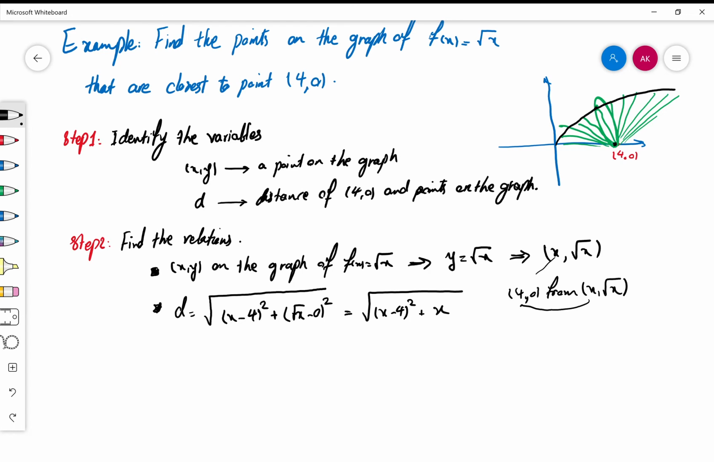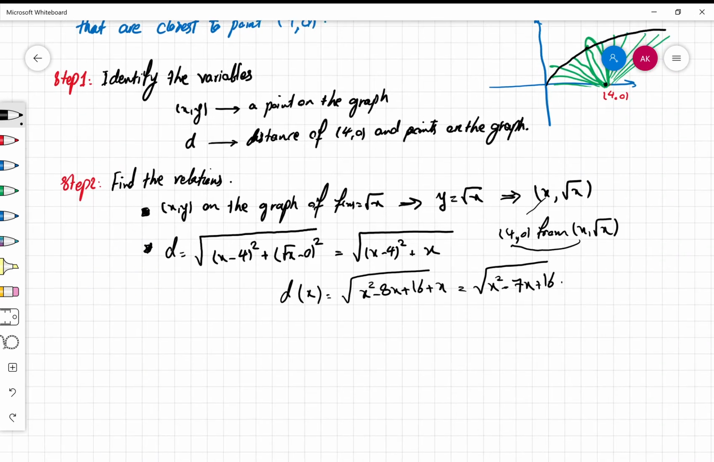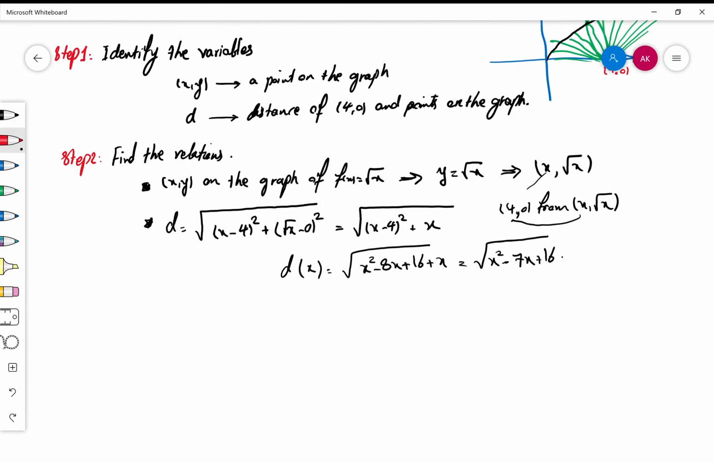We can do a little bit more simplification here. Well, it's already come out as a function of x. That's a good point here. And this is x squared minus 8x plus 16 plus x, and that gives us x squared minus 7x plus 16. Well, basically we did steps 2 and 3 both here. And then step 4 would be find the domain, or possible values for x.